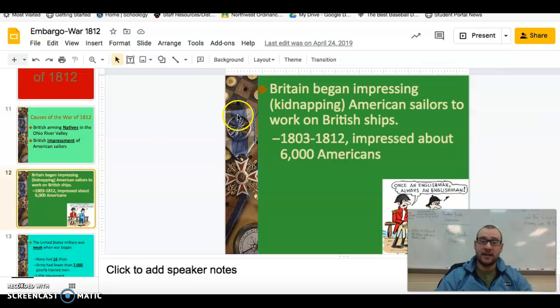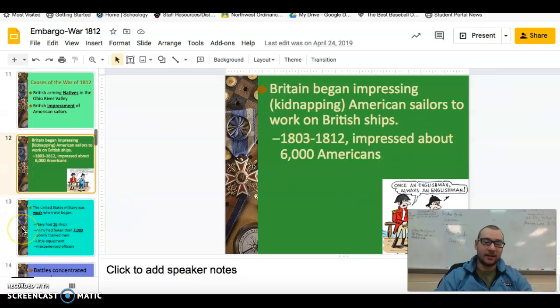All right, so the British began kidnapping or impressing American sailors to work on British ships. About 6,000 Americans get impressed throughout this whole war situation. And again, the British are fighting us in the War of 1812, but they're also fighting Napoleon in the Napoleonic Wars at the exact same time. And they need more sailors. And so if you can't recruit your own sailors, you just steal from other countries. And that's what they did to us.